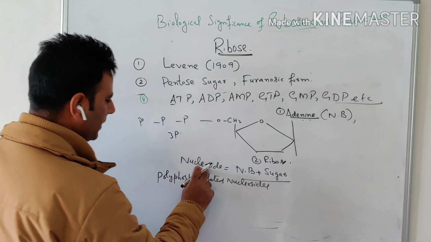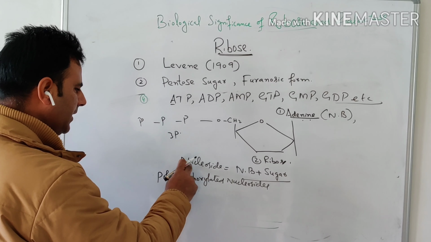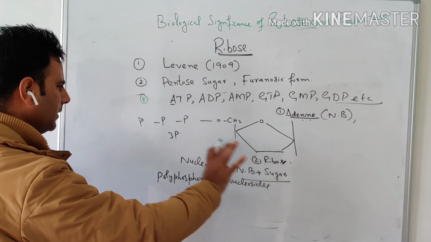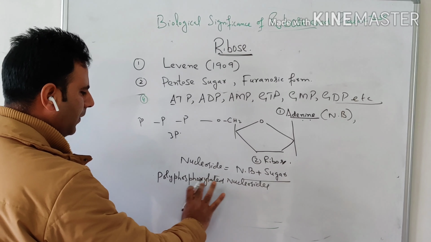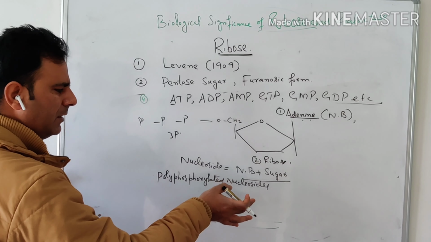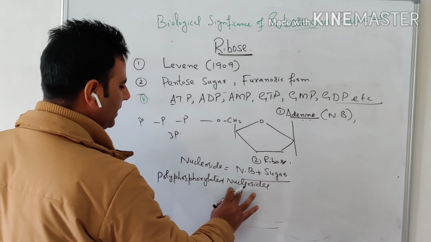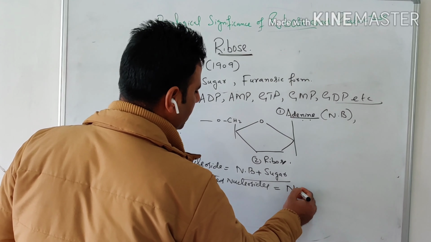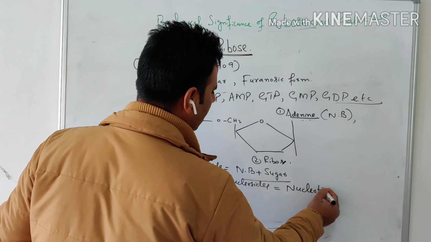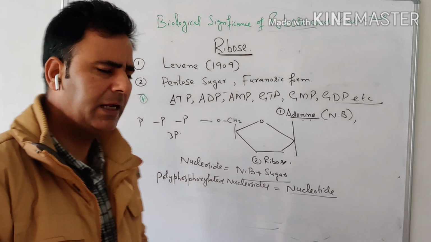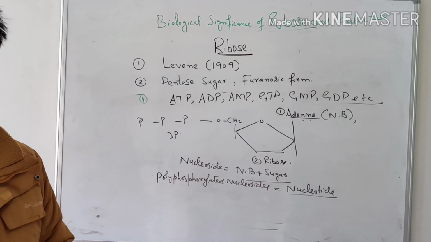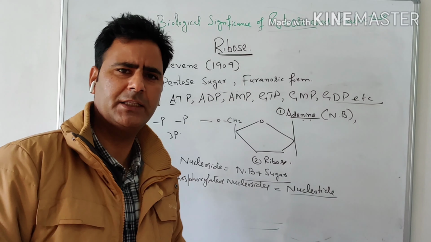Polyphosphorylated nucleosides. Now I will add up the phosphorus groups to this nucleoside. Polyphosphorylated, maybe 1, 2 and many. Polyphosphorylated nucleosides are known as nucleotides. It becomes a nucleotide, right? This becomes a nucleotide. So ribose is a component of ATP, ADP, AMP and other things.